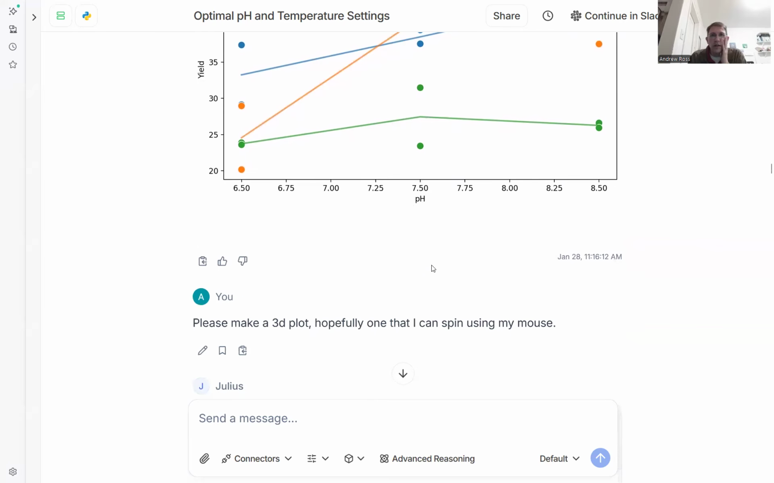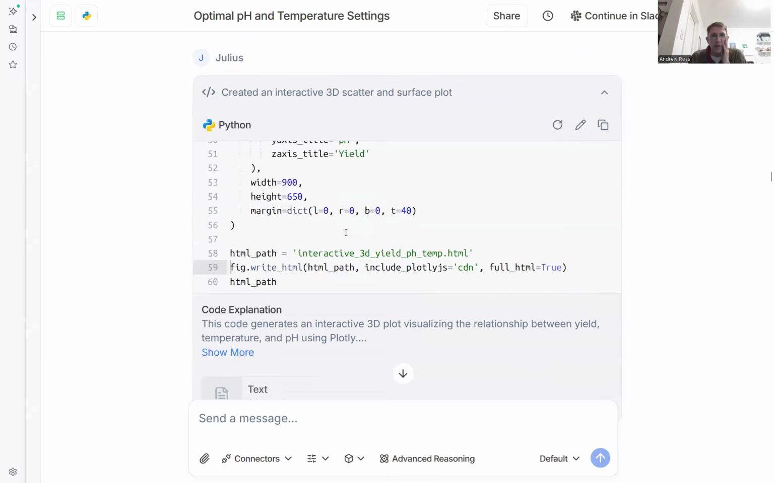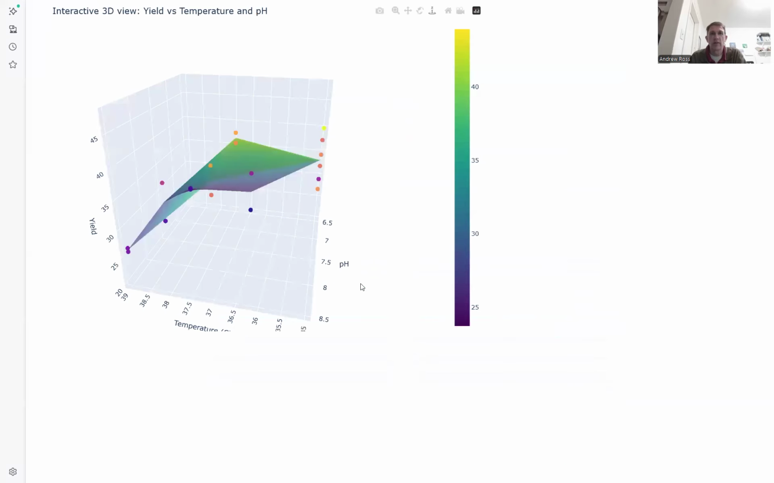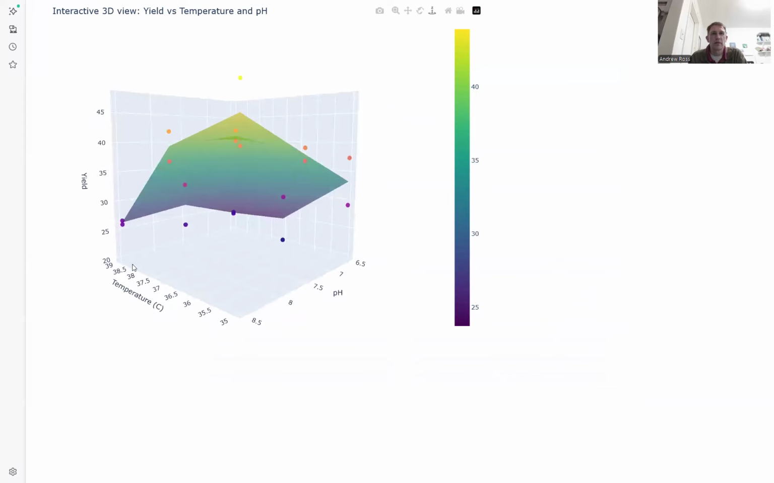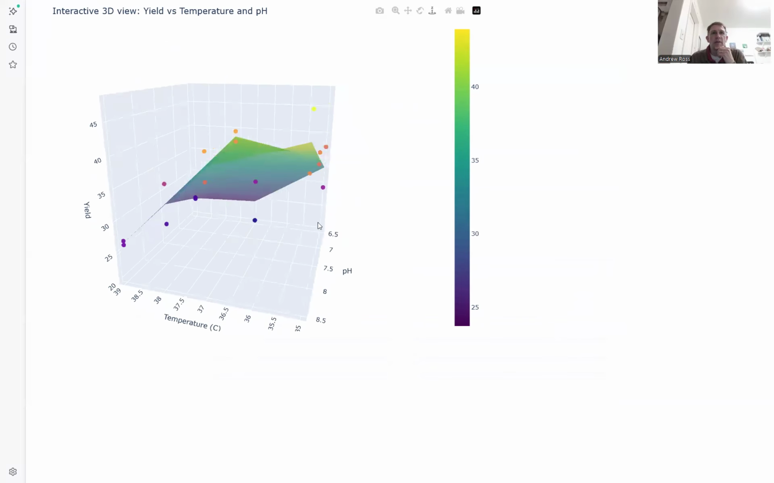So that's good. And then I said, please make a 3D plot, hopefully one I can spin using my mouse. So it put some code here and it gave me a file I could download. So let's go download that and play with it. So it's got temperature and pH on the flat plane, and then the yield as the z variable, the response variable.